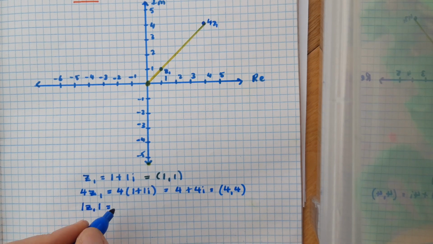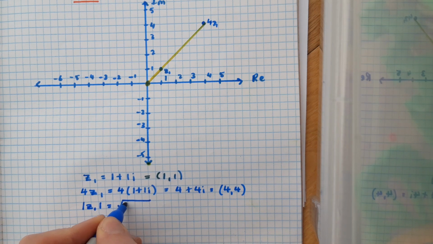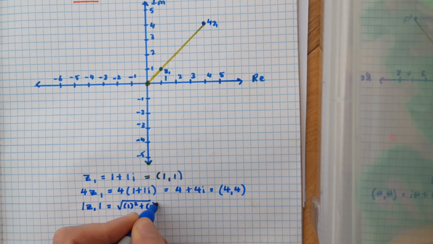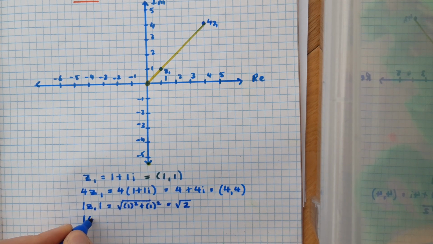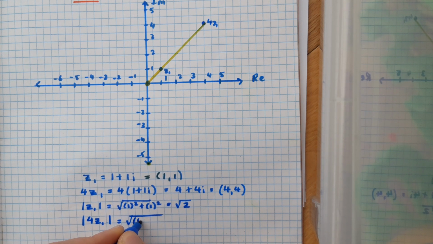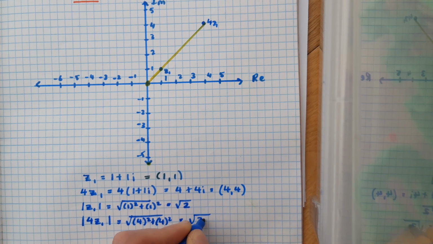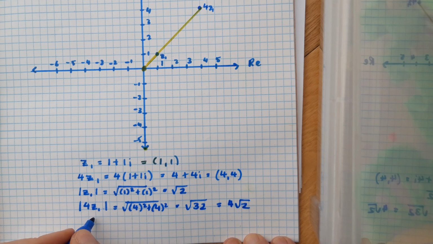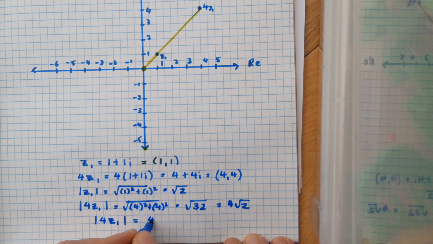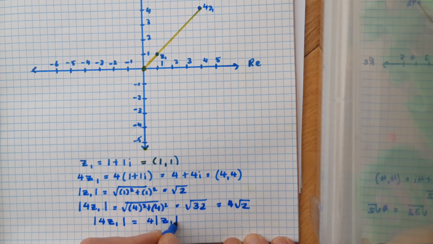So the modulus of z1 is going to be the square root of 1 squared plus 1 squared, which is root 2. And the modulus of 4 times z1 is going to be the square root of 4 squared plus 4 squared, which is root 32, which of course can be written as 4 root 2. So you can see that the modulus of 4 times z1 is 4 times as big as the modulus of z1.